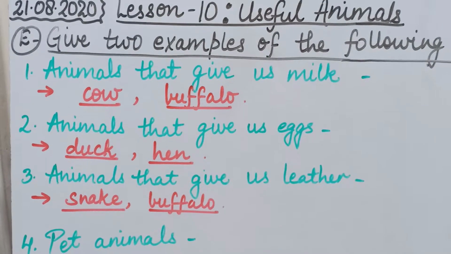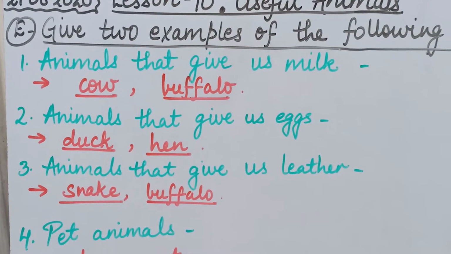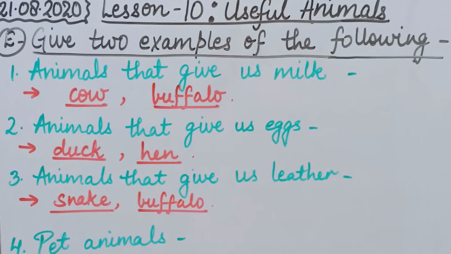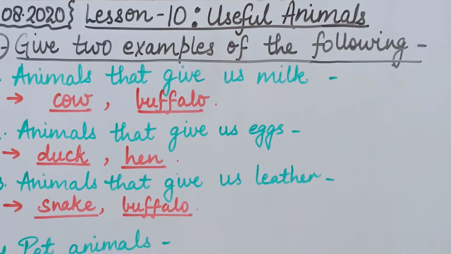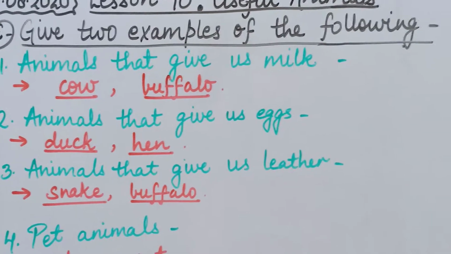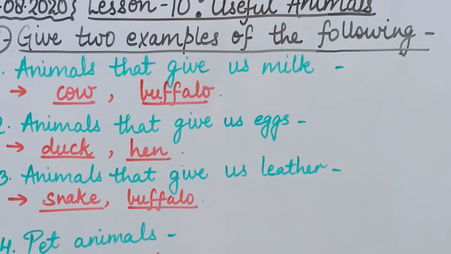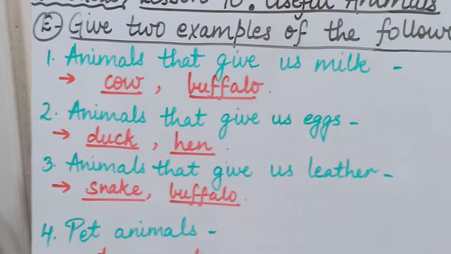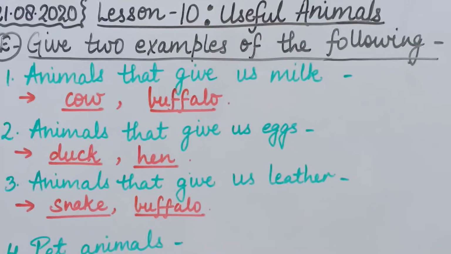Children, you all know that this is our EVS online class. Today we are going to do a new exercise of chapter number 10, that is useful animals. And I hope, children, that you have completed all your previous work till now and there is no pending work for you all. Okay? Good.